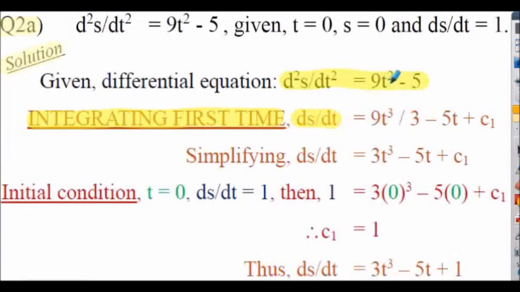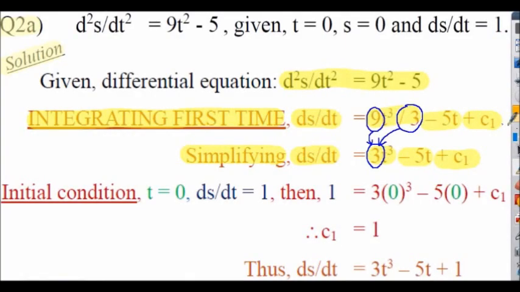So integrating 9t squared with respect to t becomes 9t cubed upon 3, and minus 5 integrates to minus 5t, and we add our constant of integration c1. Simplifying on the next line, ds by dt is equal to 3t cubed minus 5t plus c1. Notice that the 9 divided by 3 equals 3, shown here.